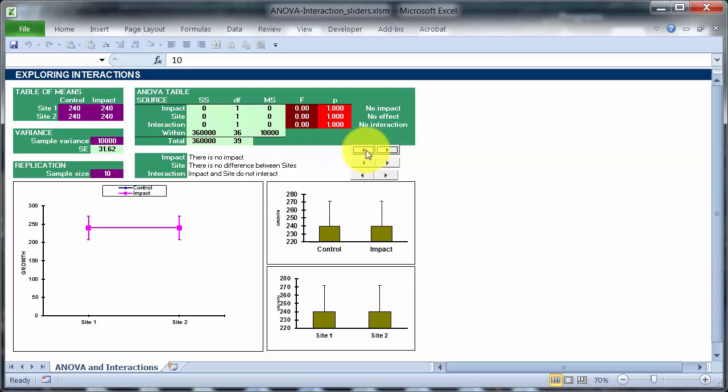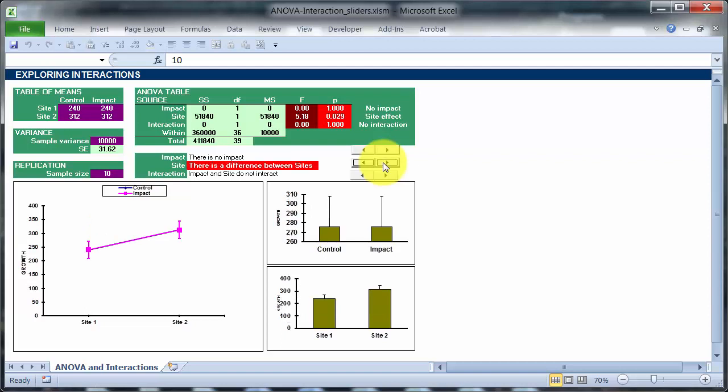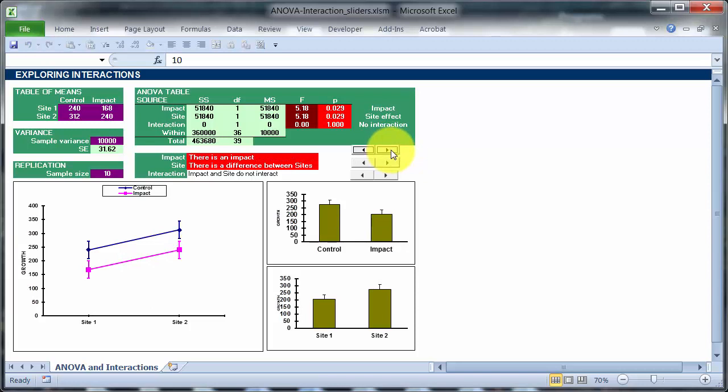Now, let's go back here and we can do the same thing with sites. So you can see what happened here. Site 1 is dropping down and site 2 is increasing. Oh no, site 1 is staying the same. Site 2 is increasing. And so that shows up as a difference over here. And we get a significant difference here for the site factor. And we can have both. There. Now I have statistically significant differences between control and impact and site 1 and site 2.